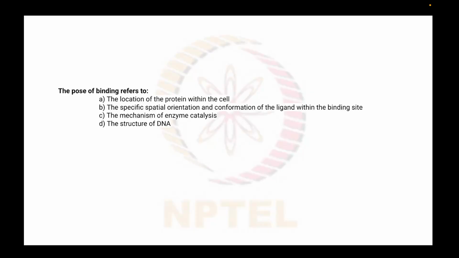Next question I have is, pose of binding refers to the location of protein within the cell, the specific spatial orientation or conformation of the ligand within the binding site, the mechanism of enzyme catalysis, or the structure of DNA. What is the pose of binding referred to?